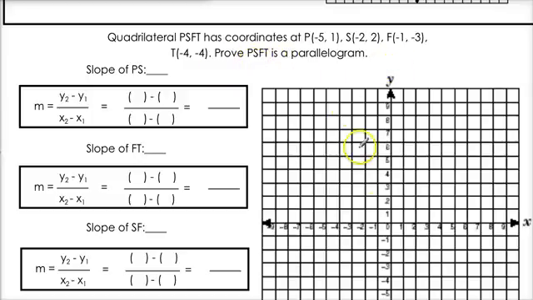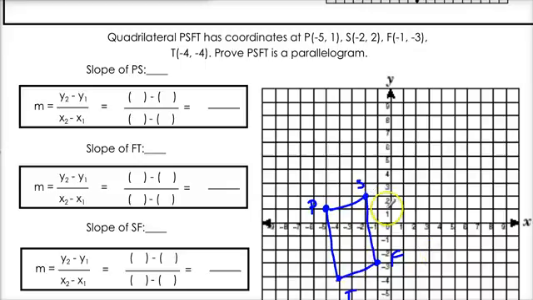So let's start by plotting our points. We have P at negative 5, 1. We have S at negative 2, 2. That is S. We have F at negative 1, negative 3. That's our F. And then we have T at negative 4, negative 4. And that is our T. We connect them, and we have a beautiful looking parallelogram right here.